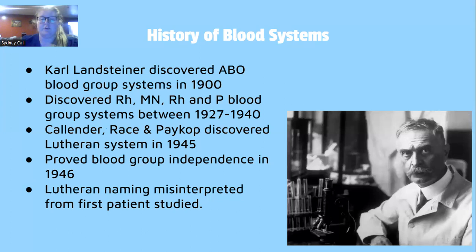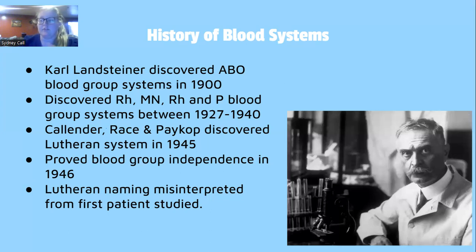So the first blood group system that really wasn't discovered by Carl Landsteiner was the Lutheran system. That was discovered in 1945, 5 years after they had discovered all of those other blood group systems, ABO, RH, M, and P. So who discovered the Lutheran system? That was Callender, Race, and Paykoc.